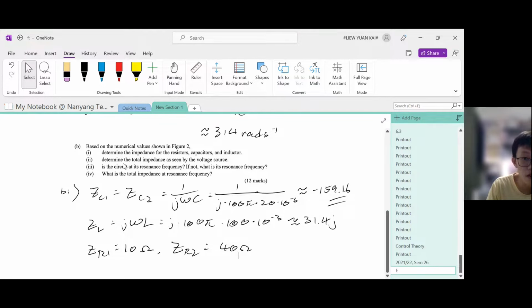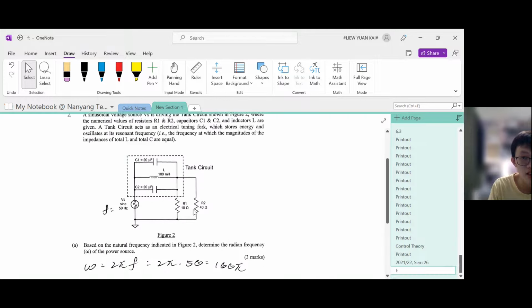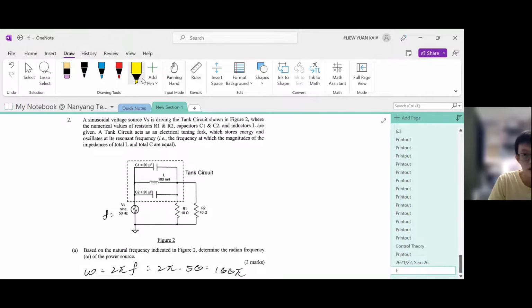Okay, so determine the total impedance as seen by the voltage source. This requires a bit of thinking. When you look at the diagram, in the tank circuit, this capacitor, inductor, and capacitor are in parallel, right? The two ends are connected to the same node, which is this node and this node. This is a whole single node, with no device in between. So these three are parallel. Let us call the tank circuit's impedance ZA, collectively.